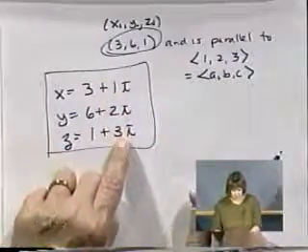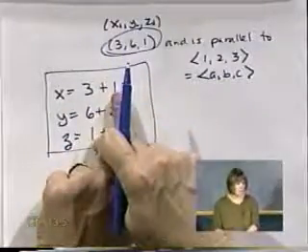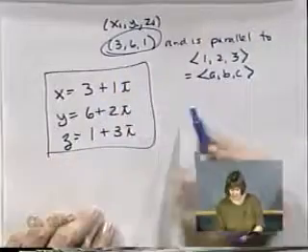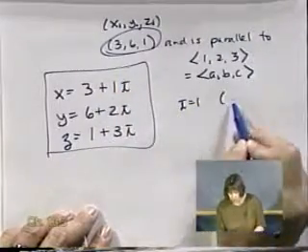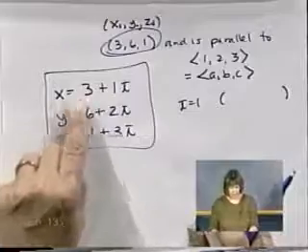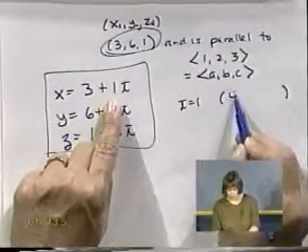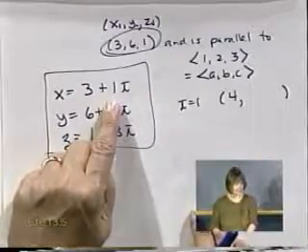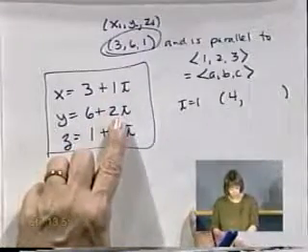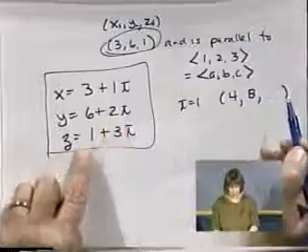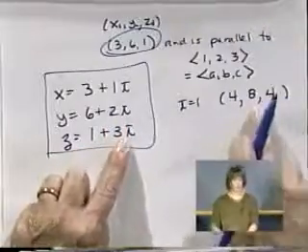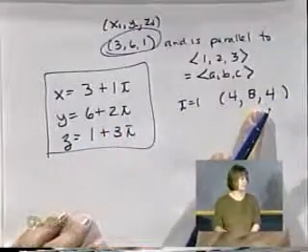If you let your t be 0, you're going to get 3, 6, 1. That's 1 point that's on the line. Let t be 1. If you let t be 1, x is 3 plus 1 times t. 3 plus 1 is 4. Help me if I add incorrectly. 6 plus 2 would be 8. And 1 plus 3 is 4. There's another point that's on the line.